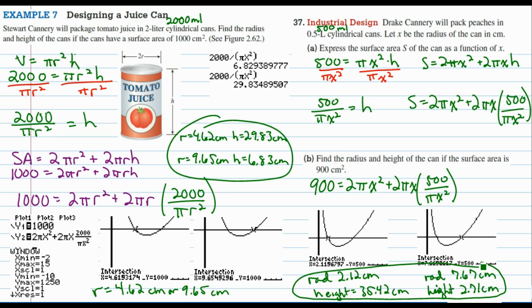So again, we have two possibilities that will give us what the question asks for, a surface area of 900 centimeters squared. If we have a radius of 2.12 centimeters and a height of 35.42 centimeters, so this tall skinny can, that'll give us a surface area of 900 with a 500 milliliter volume. Or a more tuna-shaped can, I guess, a 7.67 centimeter radius can that only has a height of 2.71 centimeters. So this is a very flat, wide can, but it will also have a surface area of 900 centimeters squared and a volume of 500 milliliters.